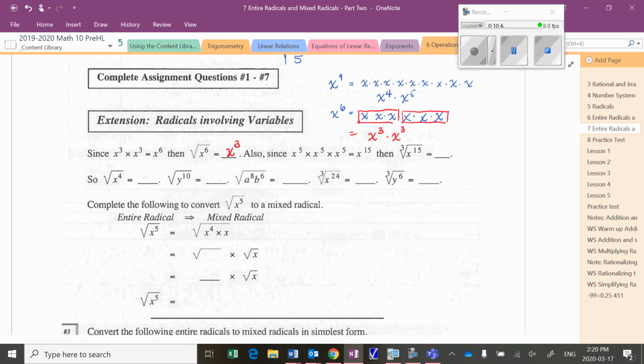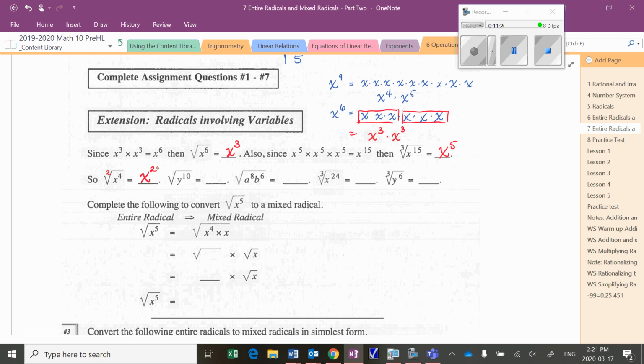So similarly, x to the 5th times x to the 5th times x to the 5th is x to the 15th. Then the cube root of x to the 15th is x to the 5th. Okay, so at the end of the day, what are we looking for? We are looking for multiples of the index. Okay, so since here we've got an index of 2, so since x to the 4th, 4 is a multiple of 2, then that will be easily simplified. So the square root of x to the 4th is x squared, because x squared times x squared is x to the 4th.